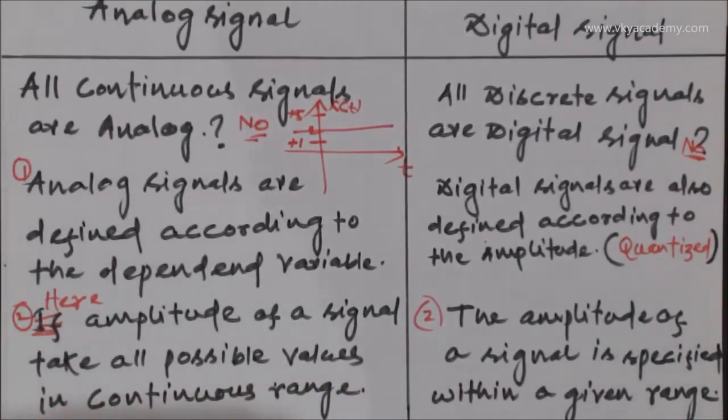So this is all about the concept of continuous signal and discrete signal, analog signal and digital signal. In the next class, we will see how to convert a continuous time signal into a discrete time signal with the help of sampling. We will discuss the sampling theorem, the Nyquist sampling theorem also.